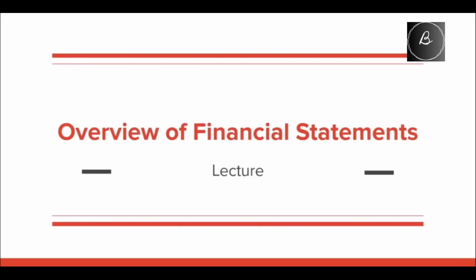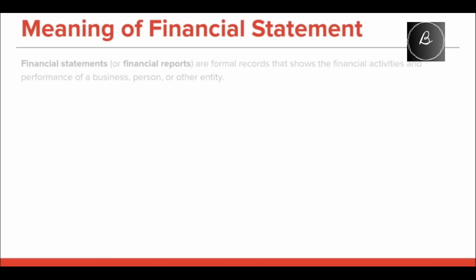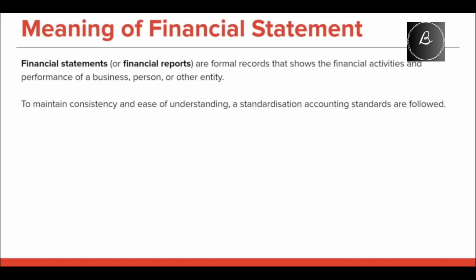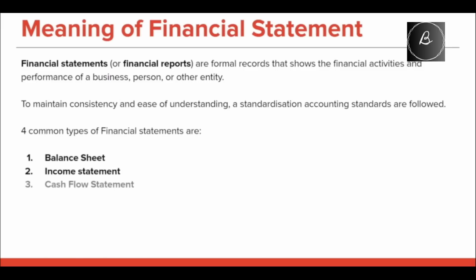Hi, let us now look at an overview of the financial statements. So what are financial statements? Financial statements, also called financial reports, are the formal records that show the financial activities and the performance of a business, person, or other entity. To maintain consistency and ease of understanding, standardized accounting standards are followed. The four common types of financial statements are balance sheet, income statement, cash flow statement, and the statement of equity.